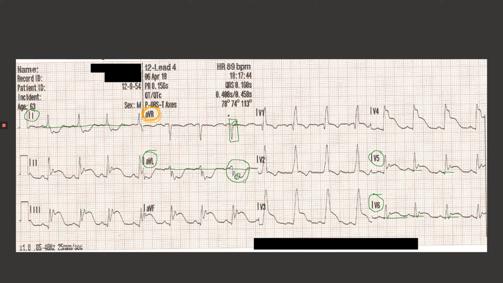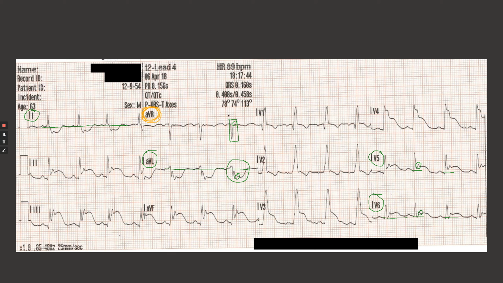So, or clearly depressed, I should say. And then, going over to V5 and V6, I do have that ST elevation going on in those leads, because like here would be the J point kind of right in here. And so it is greater than 1 block wide.